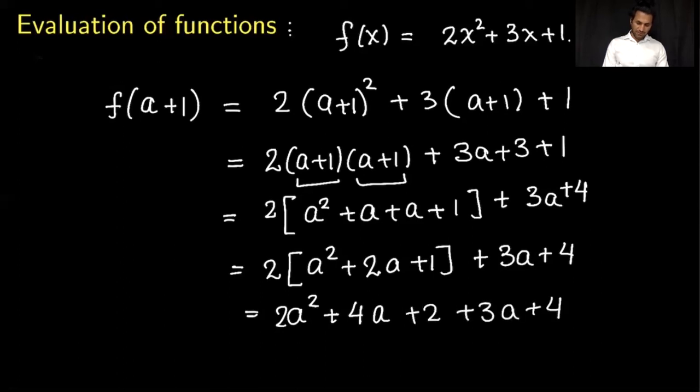And now we will perform the last operation, which is the addition operation. This is a square. This is a, 4a, and this is 3a. They will combine to 7a. And this 2 and that 4, they will combine to 6. So this is our expression, which is a simplified version of the value of the function.